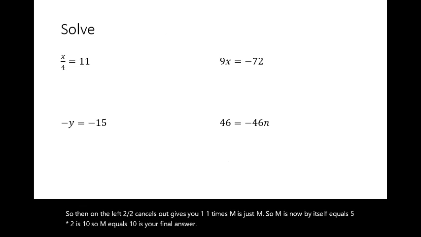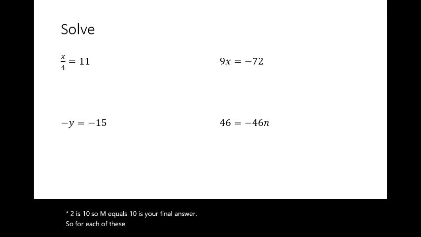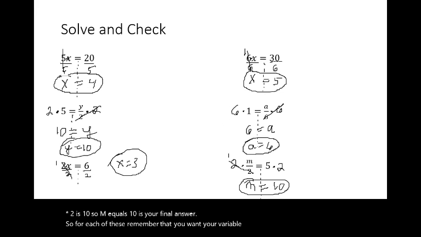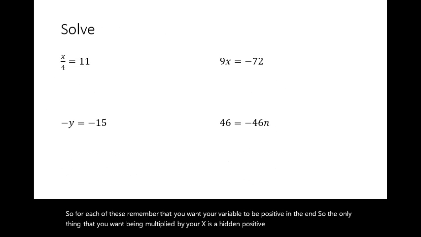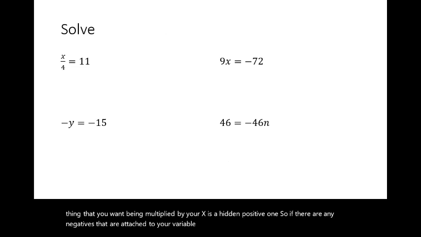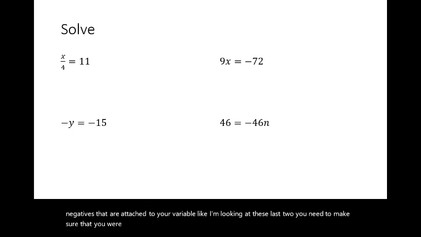So for each of these, remember that you want your variable to be positive in the end. So the only thing that you want being multiplied by your x is a hidden positive 1. So if there are any negatives that are attached to your variable, like I'm looking at these last two, you need to make sure that you are dividing by a negative number so that the negatives cancel out to become a positive. So I'm going to let you guys try these four by yourself.